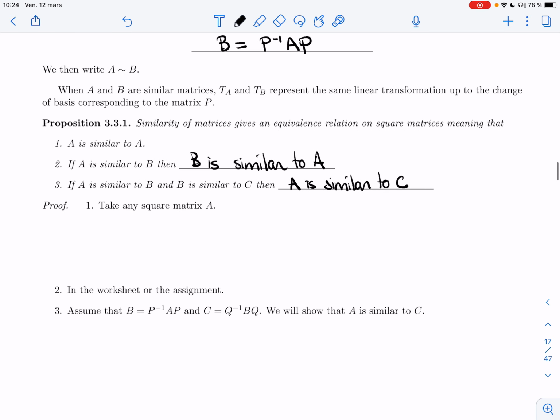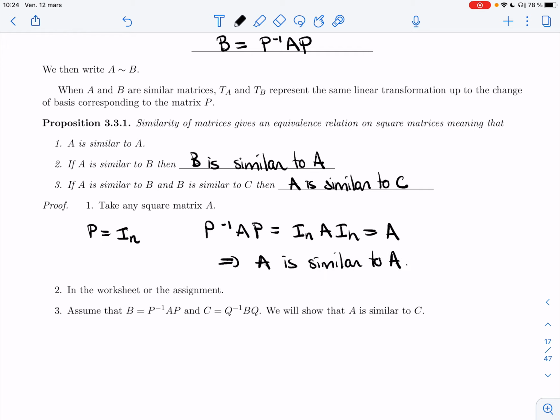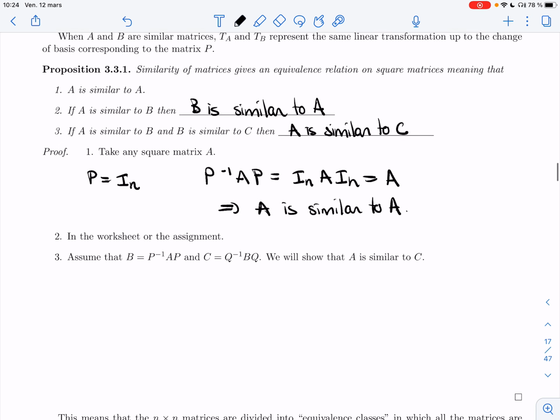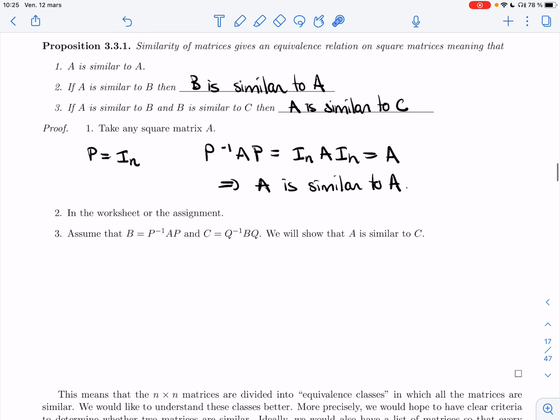All right, so let's prove that. I want to take any square matrix A. I'm going to take P, the identity matrix. Then if I look at P inverse AP, the inverse of the identity is the identity. And so I get A back. So that means A is similar to A. The second one, I'll leave it for you in the worksheet or the assignment.